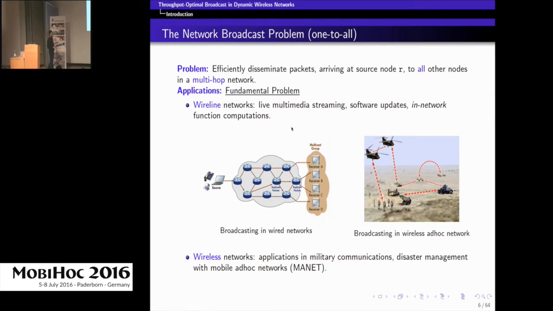The problem becomes even more interesting in the wireless case because, unlike the wired counterpart, the links and the network topology are not fixed. So these links are basically changing with time according to some random stochastic process. And we are particularly interested in these challenging scenarios: how to do optimal broadcast in this dynamic wireless network. In wireless networks, we have applications, especially in military domains, for example, in military communication, disaster management in mobile ad hoc networks, etc.